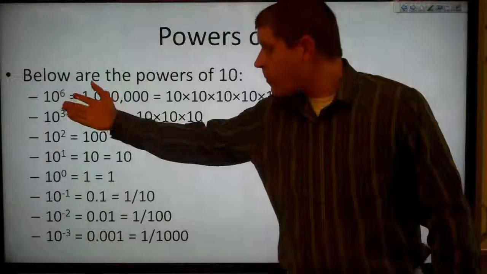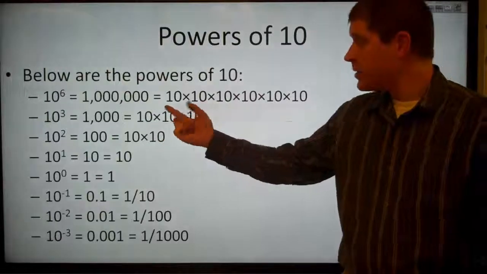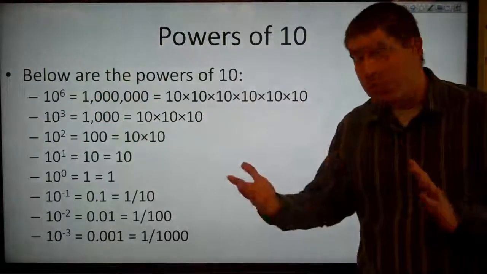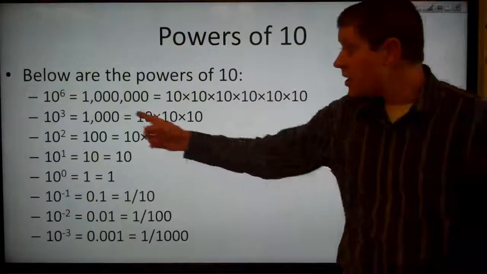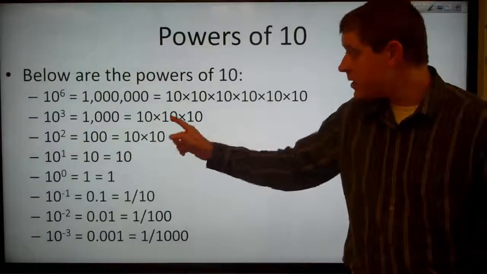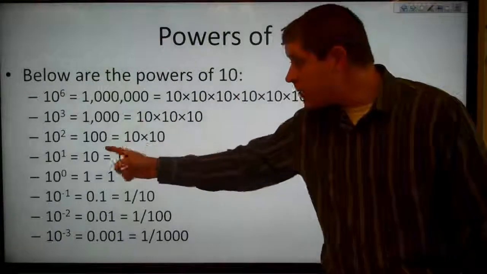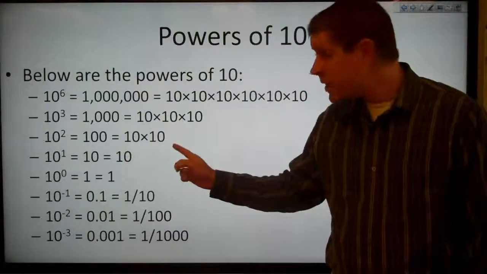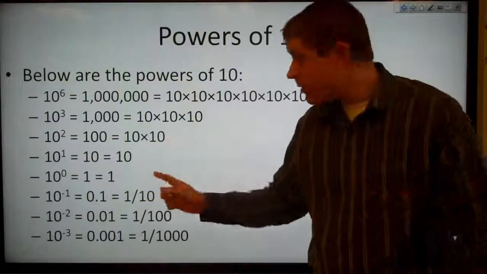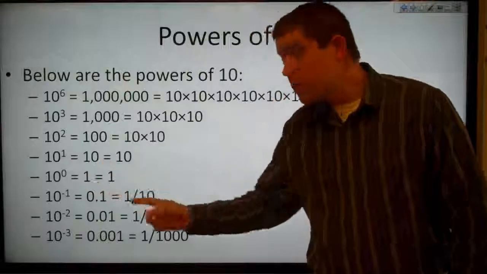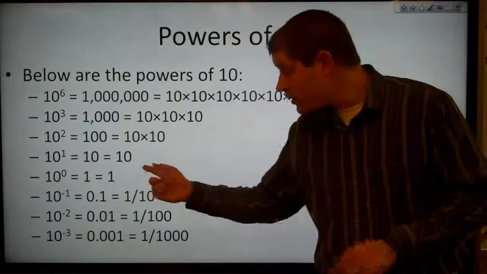So, something like 10 to the 6th is 1 million. That's 6 tens all multiplied together. So 10 times 10 times 10 times 10 times 10 times 10. 10 to the 3 is 1,000. That's 10 times 10 times 10, 3 tens multiplied together. 10 to the 2 is 100. That's 10 times 10. 10 to the 1 is 1 ten multiplied together, so it's just 10. 10 to the 0 is 0 tens multiplied together, but that's equal to 1.